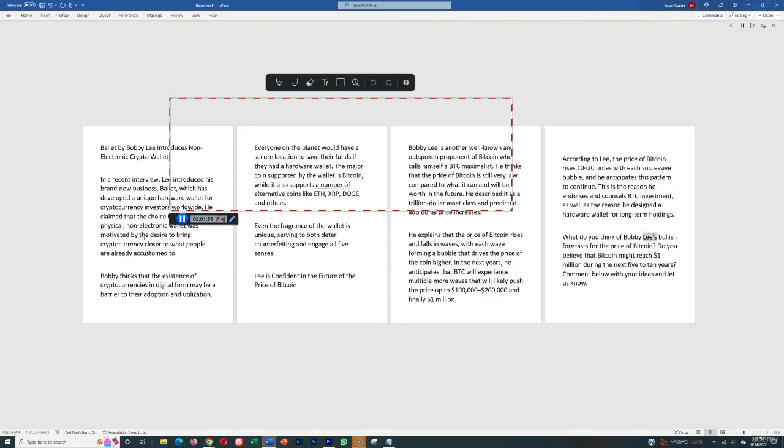What do you think of Bobby Lee's bullish forecasts for the price of Bitcoin? Do you believe that Bitcoin might reach $1 million during the next 5 to 10 years? Comment below with your ideas and let us know.